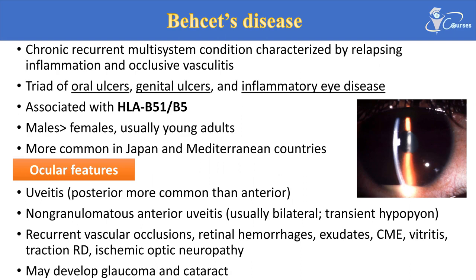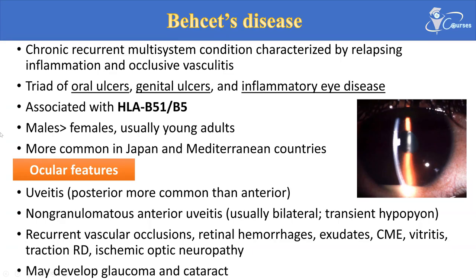So to remember it, it will be HLA-B51 and B5. Please don't forget it. And it will be more common in males than females, more commonly in young adults, more common in Japan and the Mediterranean countries. Behçet was the Turkish doctor who discovered this disease. So this disease is more common in Turkey and the Mediterranean countries, and also in Japan. So remember, this is the second time we say Japan, and the first time was in Kawasaki disease.